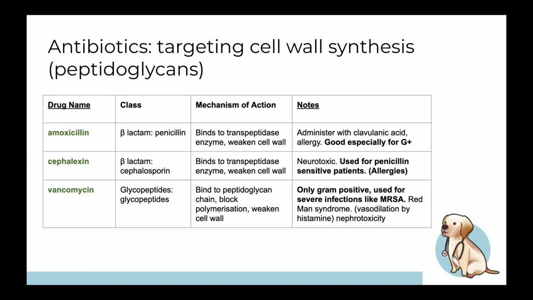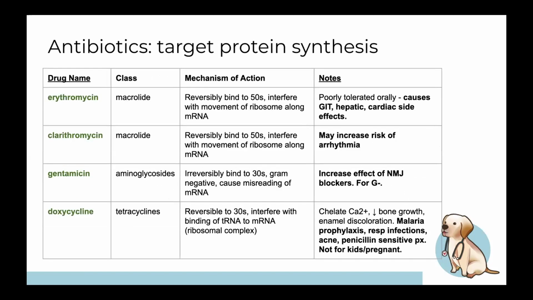Vancomycin, super important because it's used for severe infections like MRSA, which you find in the hospital a lot. And here are some more. Erythromycin causes GIT, hepatic, cardiac side effects. You'll find that a lot of antibiotics cause GIT effects. So when there's an exam question like, what's the side effect of this antimicrobial, I would just write down GIT, because you take these via mouth and they all work similarly down there.